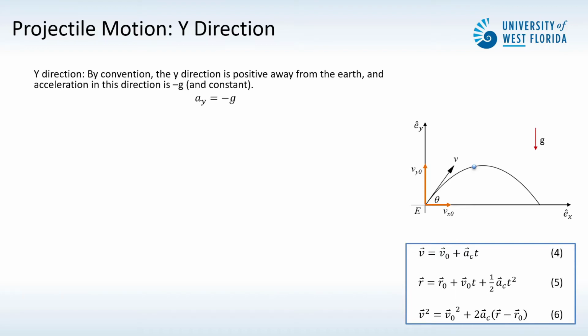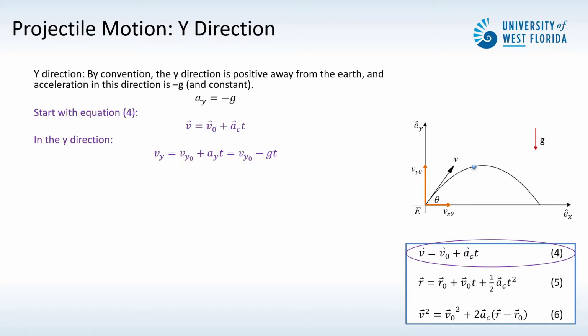By convention, the y direction is oriented vertically away from the Earth's surface, and acceleration in this direction is negative g. If we plug this into the kinematic equations for constant acceleration shown on the right, we can obtain equations that apply specifically to projectile motion in the y direction. So starting with equation 4, rewrite the equation for the y direction only and set acceleration equal to negative g. We get an expression relating velocity and time.